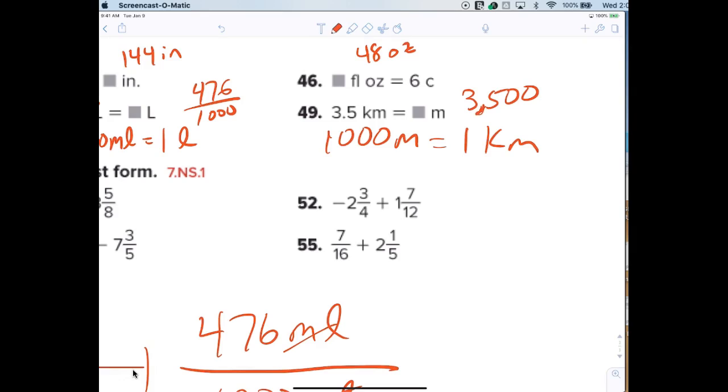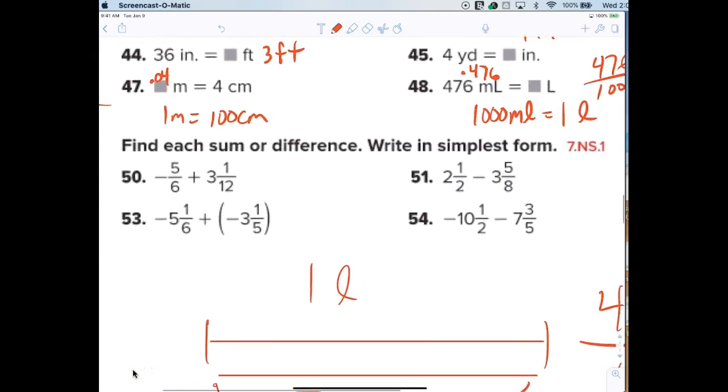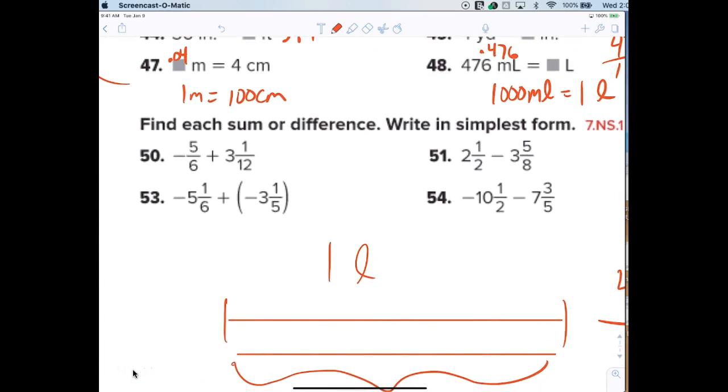All right, so we did a lot today as far as that goes. I appreciate that. Yes, 47 again. I have 0.04. Okay. All right, thank you.